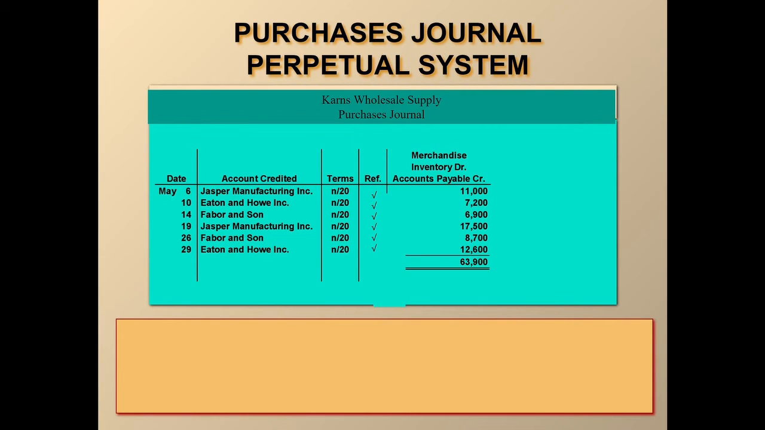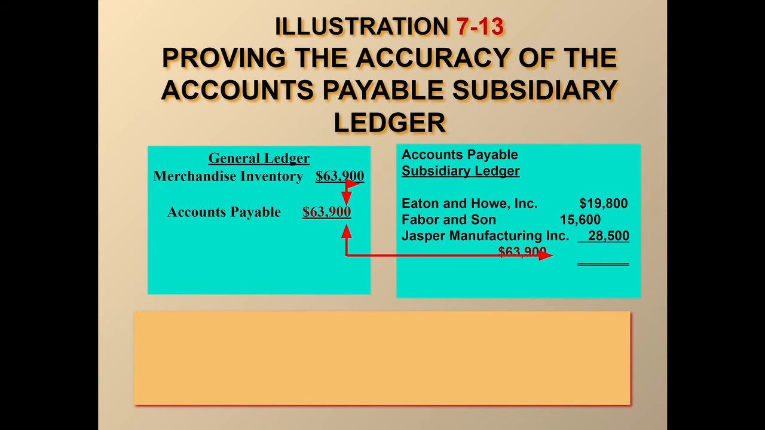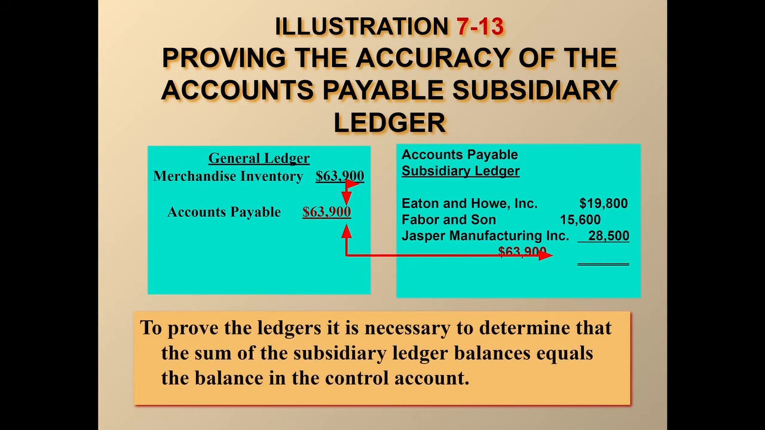Pretty straightforward. They've got 3 suppliers here, like Eaton and Howe and Faber and Son. All the terms in this case are net 20, so remember that you have to pay the full amount within 20 days. Then you've got various totals because they bought various amounts. Again, that total at the bottom has to be equivalent, as they show right here. Your merchandise inventory in the general ledger has to match the subsidiary ledger total. That always has to match, otherwise you do have a problem.